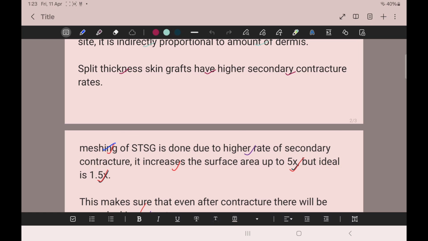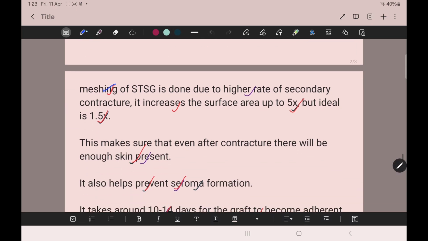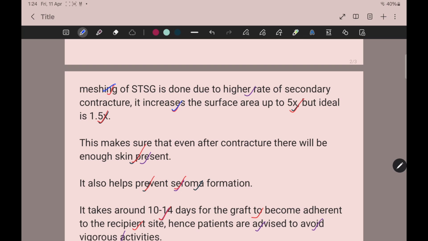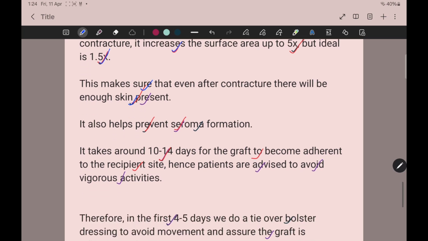So, meshing of the split thickness skin graft is done due to the higher rate of secondary contracture, as it increases the surface area by up to 5 times. But ideally, it is 1.5 times. This makes sure that even after contracture, there will be enough skin present. It also helps to prevent seroma formation.